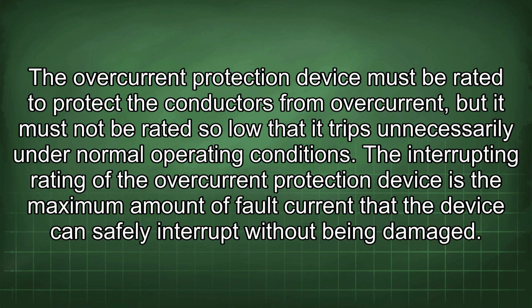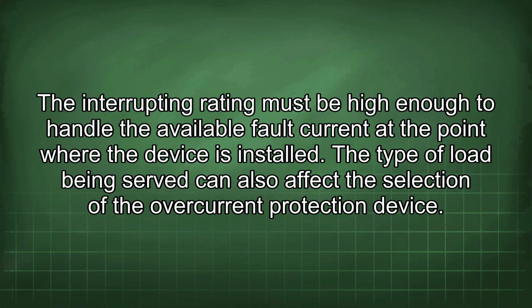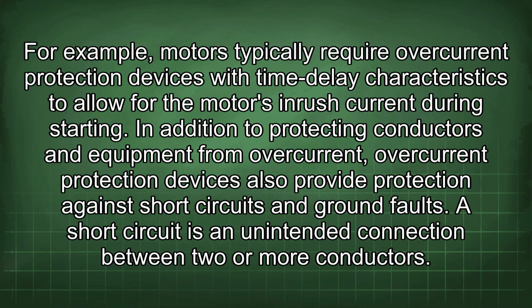The interrupting rating of the overcurrent protection device is the maximum amount of fault current that the device can safely interrupt without being damaged. The interrupting rating must be high enough to handle the available fault current at the point where the device is installed. The type of load being served can also affect the selection of the overcurrent protection device. For example, motors typically require overcurrent protection devices with time delay characteristics to allow for the motor's inrush current during starting.